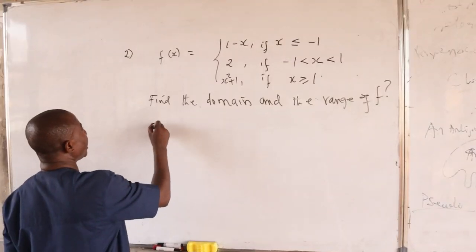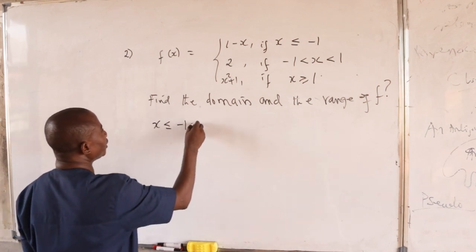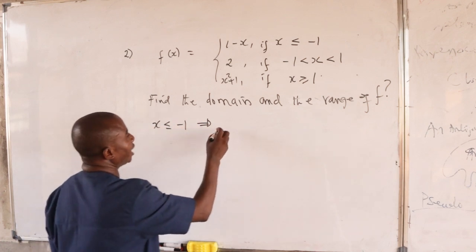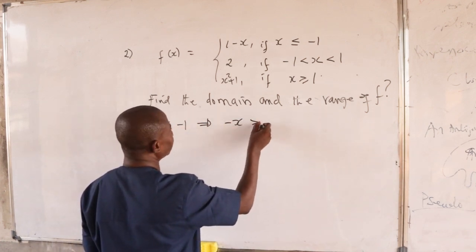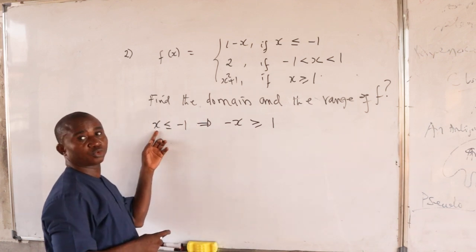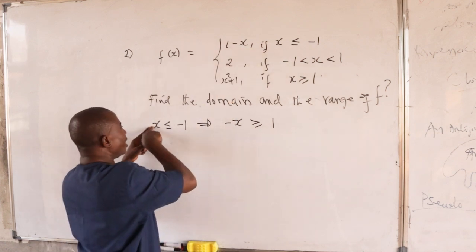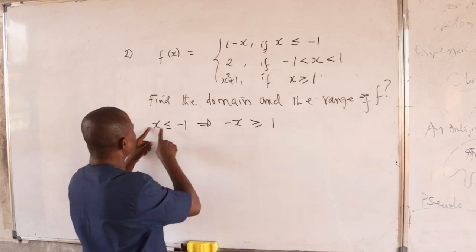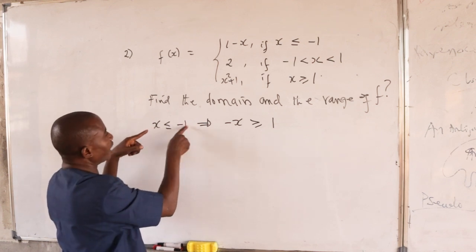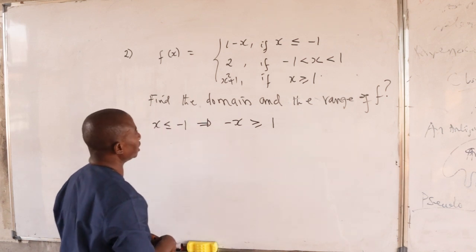Look, if x is less than or equal to minus 1, what this means is that I multiply both sides by minus 1, and I get that minus x is bigger than or equal to 1. Somebody will ask me, why do you have to multiply by minus 1? Because I have minus x somewhere here, so I need to have minus x appearing here. What I do to this side, I must do to the other. So I multiply both sides by minus 1, and I get minus x is bigger than or equal to 1.